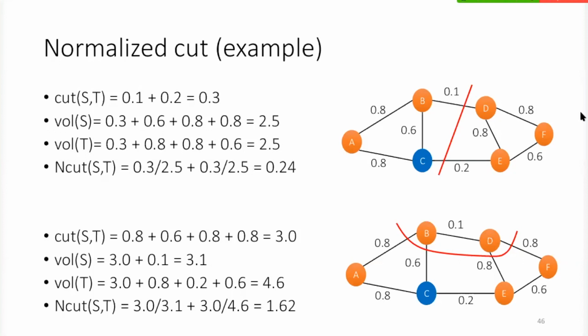If you do the same for this cut, which obviously looks like a bad cut of the graph, then you get something like 1.62. Obviously this is smaller than this one, so you say, okay, this is a better cut.